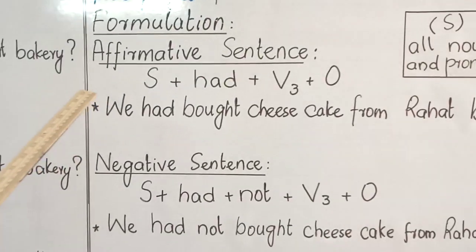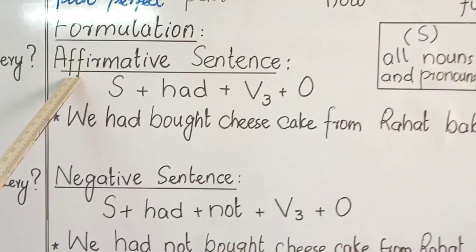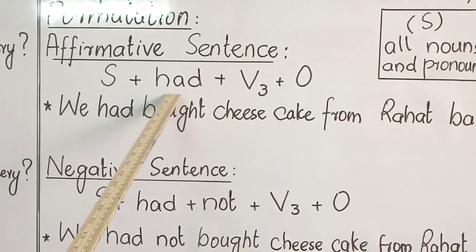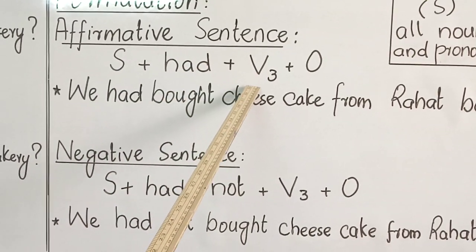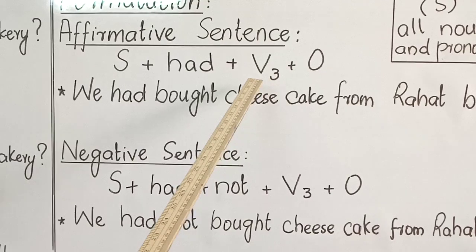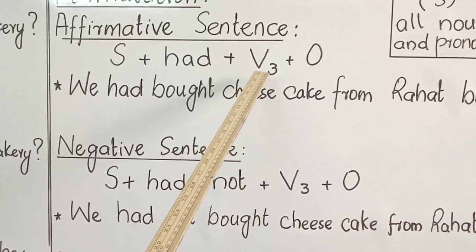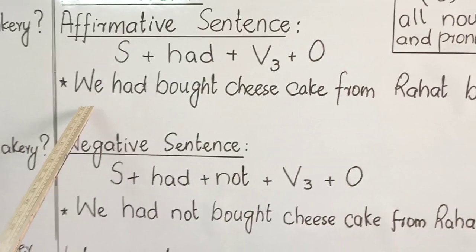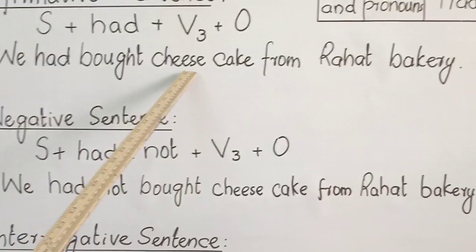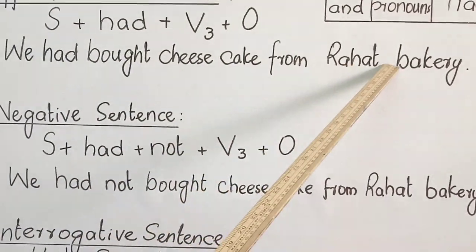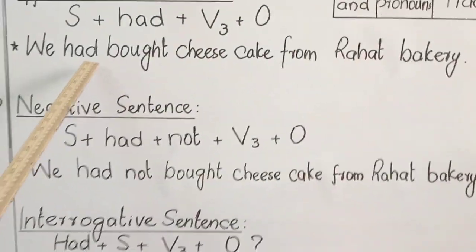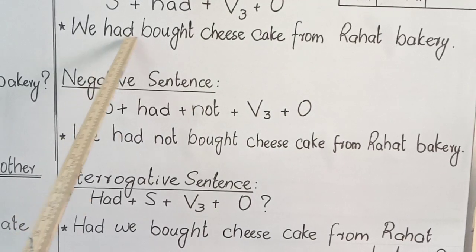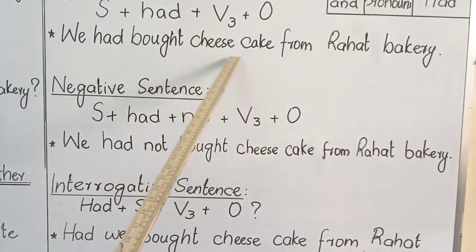So for affirmative sentence, subject plus had plus V3, or third form of verb, or past participle of verb, and object. Example is, we had bought cheesecake from Rahat Bakery. You can see that we have simplified the structure, but it doesn't mean that this sentence is alone. No, this is not alone.